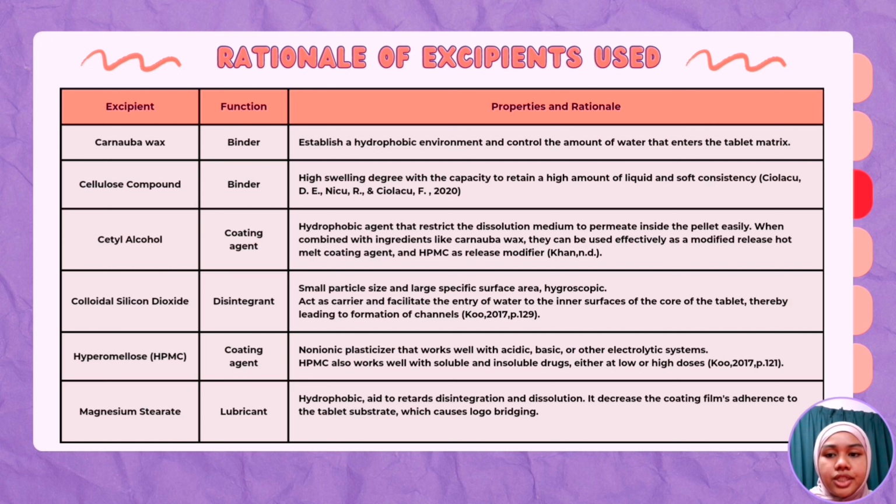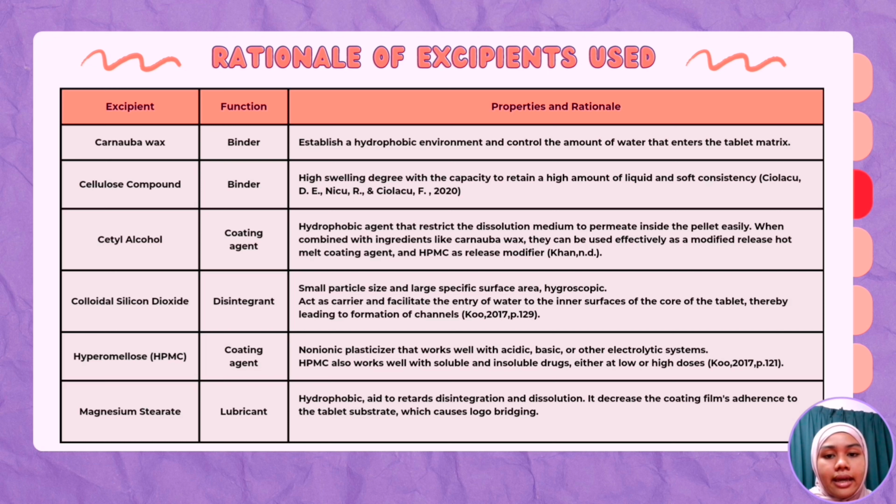And then we have hypromellose, which is HPMC, a commonly used coating agent in tablets. It is a non-ionic plasticizer that works well with acidic or basic or other electrolytic systems, and works well with soluble and insoluble drugs at either low or high dose.